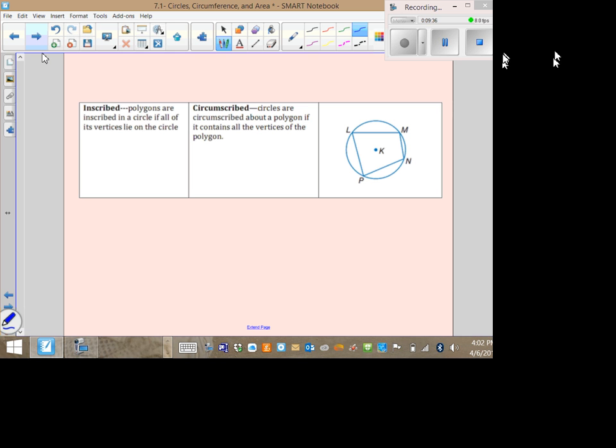All right, let's talk about inscribed. So polygons are inscribed in a circle if all of its vertices lie on the circle. So just off to the right here, you can see that L, M, N, and P all lie on the circle. And then circles are circumscribed about the polygon if it contains all the vertices of the polygon. So that would be saying that the circle is outside of the polygon as such. So circumscribed is when the circle's on the outside, inscribed is when the circle's on the inside.